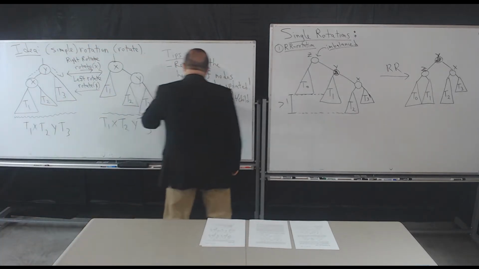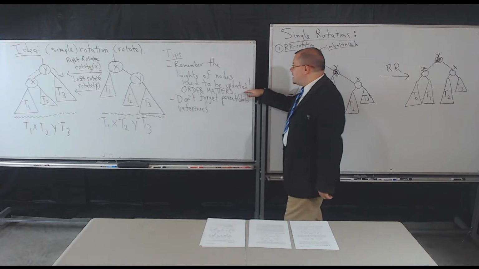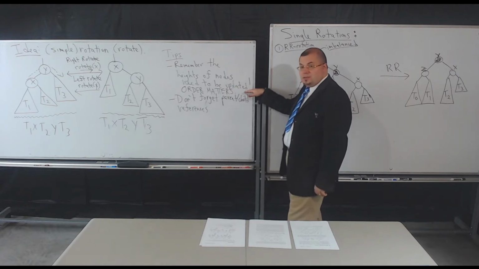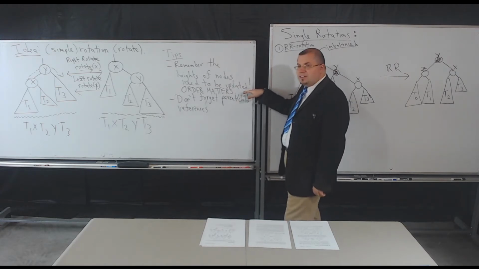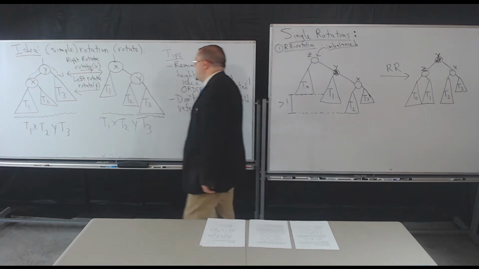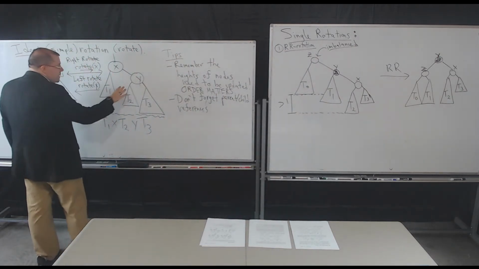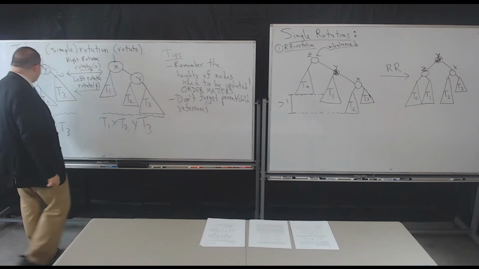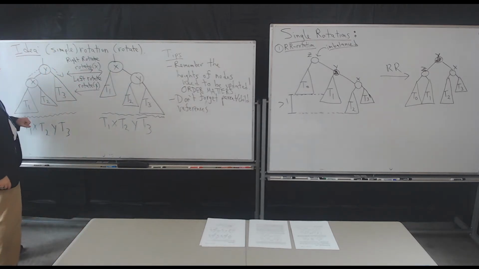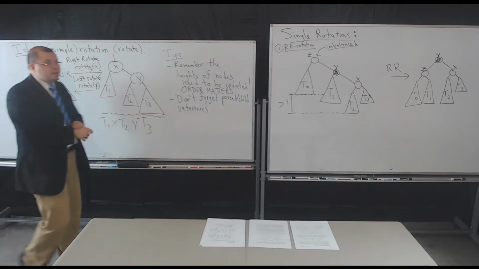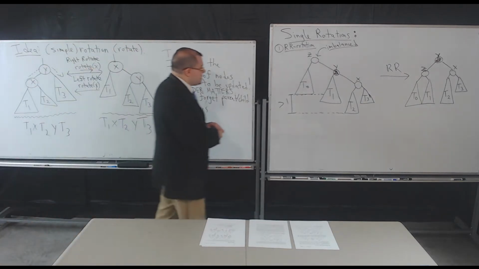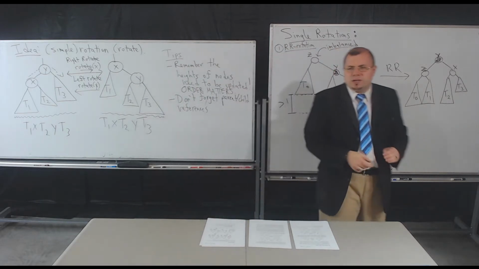All I'm saying is you need to update the heights of the nodes when you do this operation. The order does matter. If, for example, I update x's height before y's height, and y's height changes because now it has this new subtree here, that's a problem. Before, it already had T3 here, but T2 might look a little different. So that's why we have to take into consideration the order in which we compute the heights.